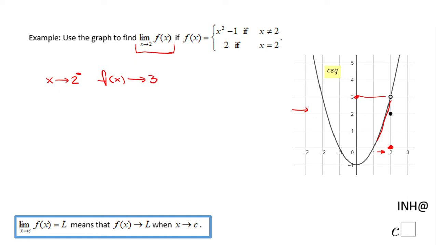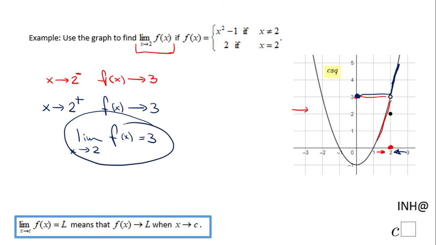But what about from the right of 2? When I get closer to 2 from this side, the value of the function is getting closer and closer to this value, which is 3. So when x approaches 2 from the right side, that's the reason I'm going to put 2 plus, a number greater than 2, the function is approaching the same value of 3. So we say the limit when x approaches 2 of f of x is 3.